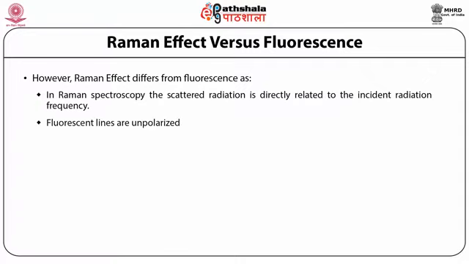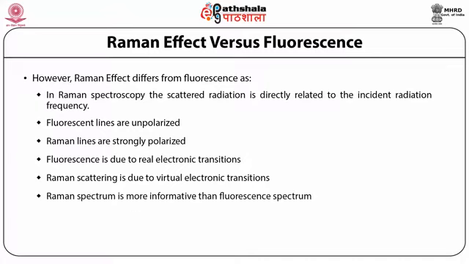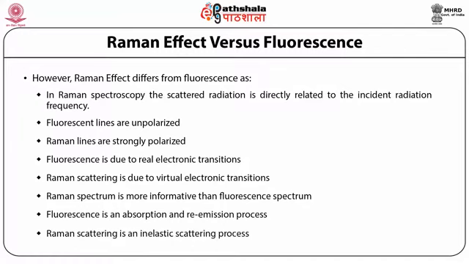Fluorescent lines are unpolarized, while Raman lines are strongly polarized. Fluorescence is due to real electronic transitions, while Raman scattering is due to virtual electronic transitions. Raman spectrum is more informative than fluorescence spectrum. Fluorescence is an absorption and re-emission process. Raman scattering is an inelastic scattering process.